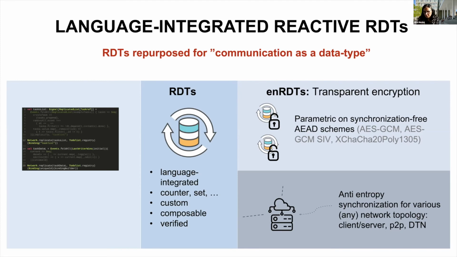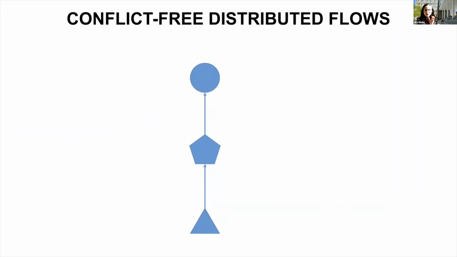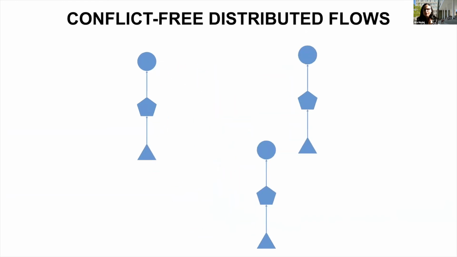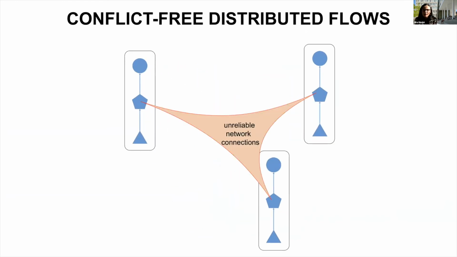And then behind the scenes, the replicated data types encapsulate synchronization algorithms for various network topologies. It can be client-server, peer-to-peer, or even delay-tolerant networks. Now, back to the big picture of the application, what we get now is basically conflict-free distributed flows. What do I mean? Instead of having this one dependency graph, let's say we have 3 nodes, we have replicated the state, which are those nodes in the middle. At every point in the graph where we need to connect to the other nodes via, let's say, unreliable network connections.